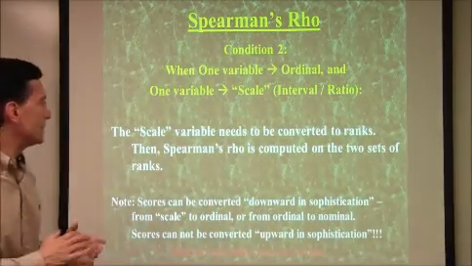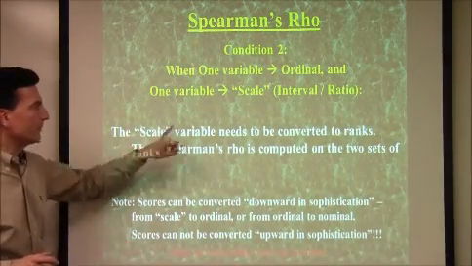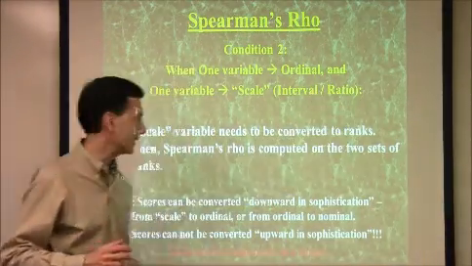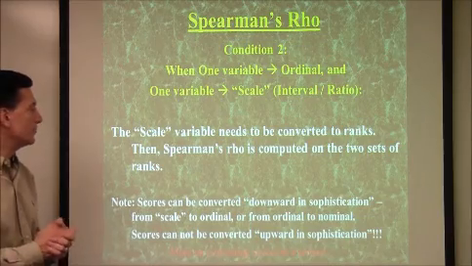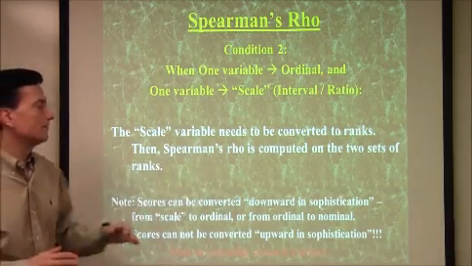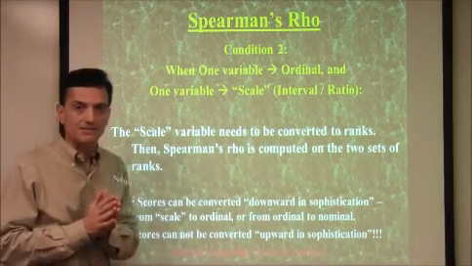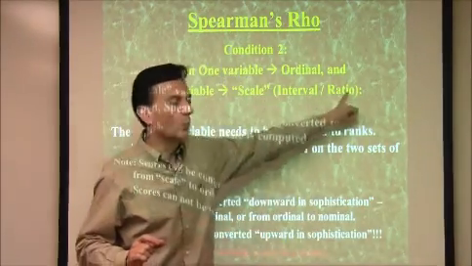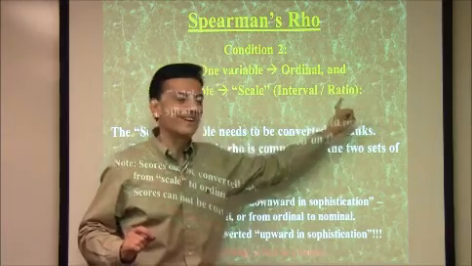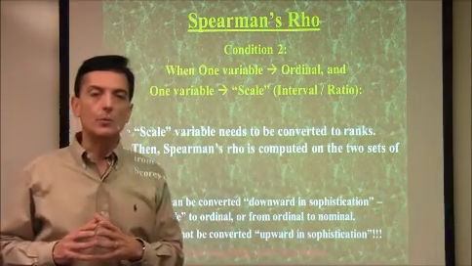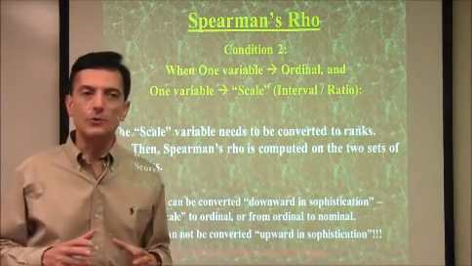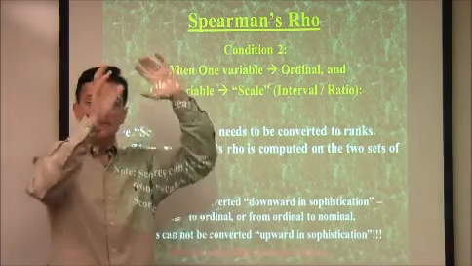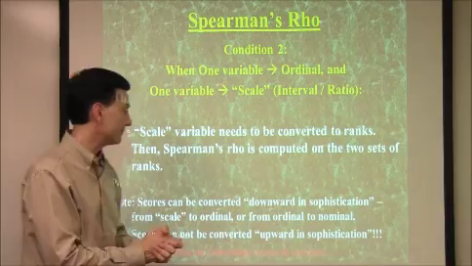So here's typically the idea. The scale variable, that's the one that has greater precision, measured at the interval level or the ratio level, needs to be converted to ranks. And then Spearman's Rho is computed on the 2 sets of ranks. So we start out with one set of ranks, and then we initially had one variable in our bivariate analysis. That was interval ratio. We can convert that downward into a more rudimentary or cruder scale. In this case, it would go from interval ratio down to an ordinal scale.